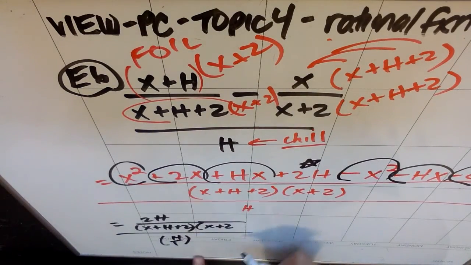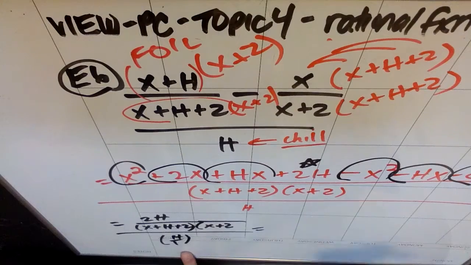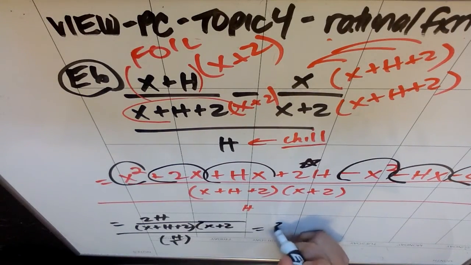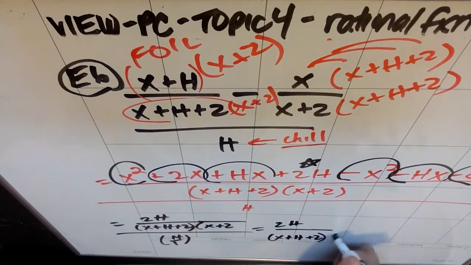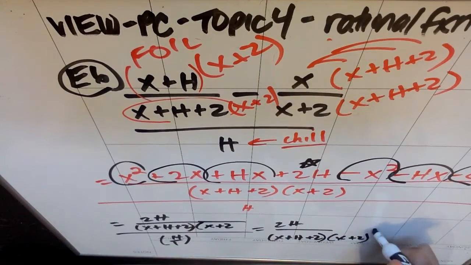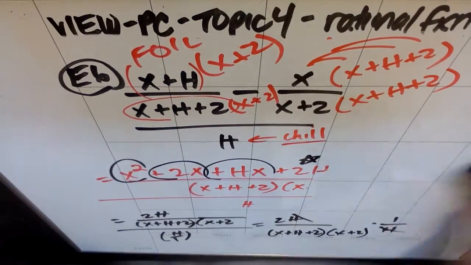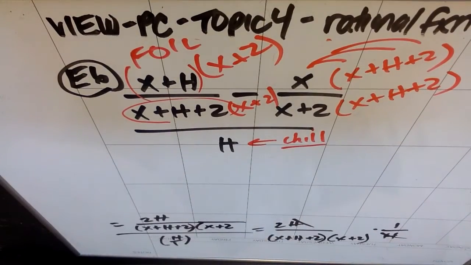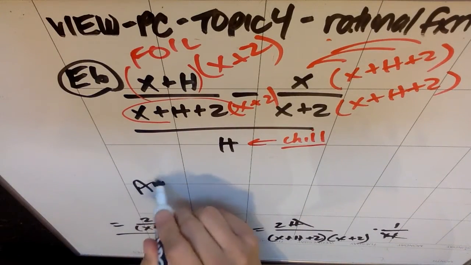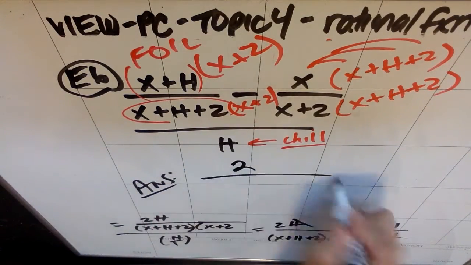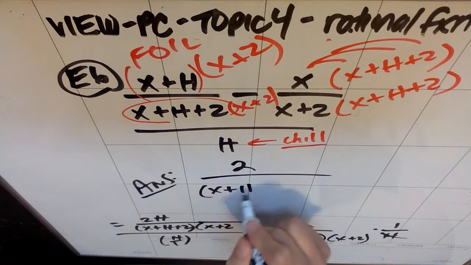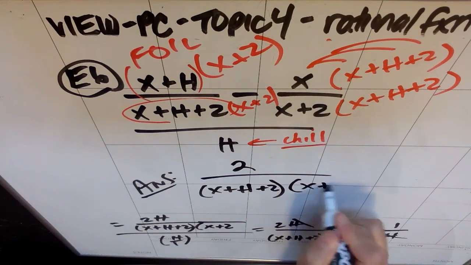So as we've seen before, I'm going to flip and make my division multiplication by timesing by the reciprocal. So I get a 2h over x plus h plus 2 times x plus 2. And that's going to be times 1 over h, which means that these h's can actually cancel. And my final answer, after doing an awful lot of math in this problem, is going to be a 2 on top of x plus h plus 2 times x plus 2.